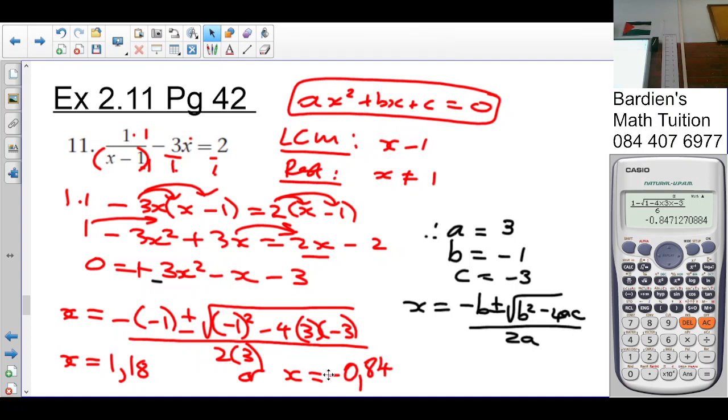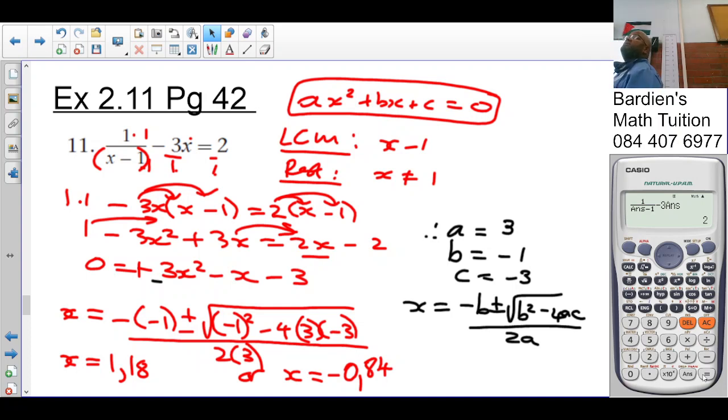Okay? And the nice thing about this is we can test it, if it works. Remember, if I press answer, that's the last answer calculated. I can test for any one of the two. If one works, the other definitely works. So it's 1 over the answer, which is x, minus 1, minus 3 times x. What should the answer be? 2. There we go. Okay.